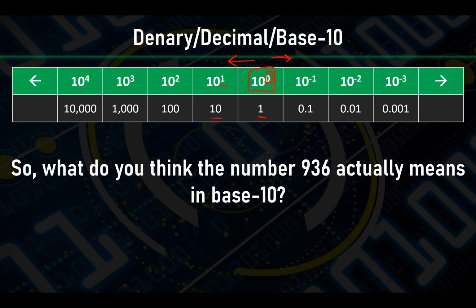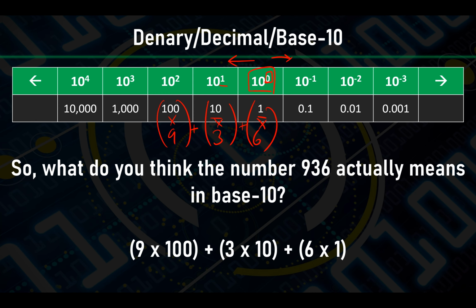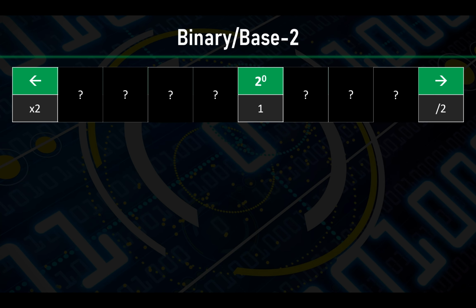So if we think of the number 936, what does this actually mean in base 10? What this is saying is that we've got 6 ones, then we've got 3 tens, then we've got 9 hundreds, and effectively we're just going to add those together. So it's going to be 900 plus 30, and then plus 6. That's what it means.